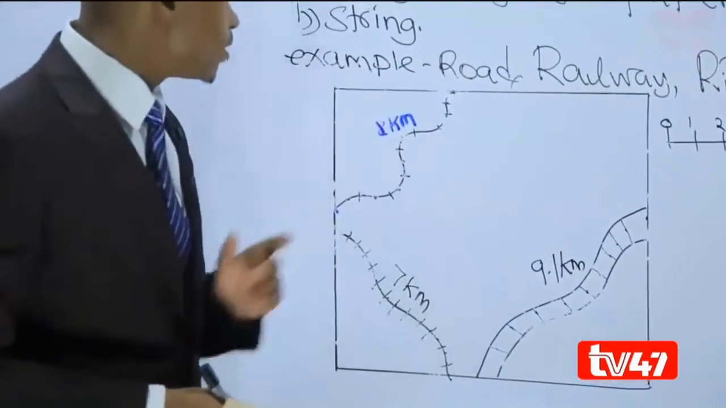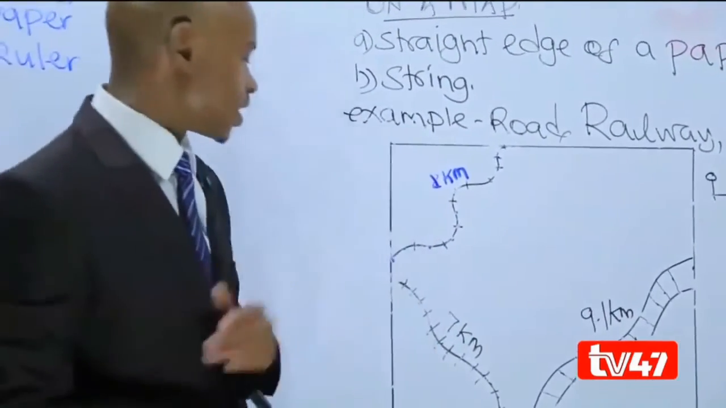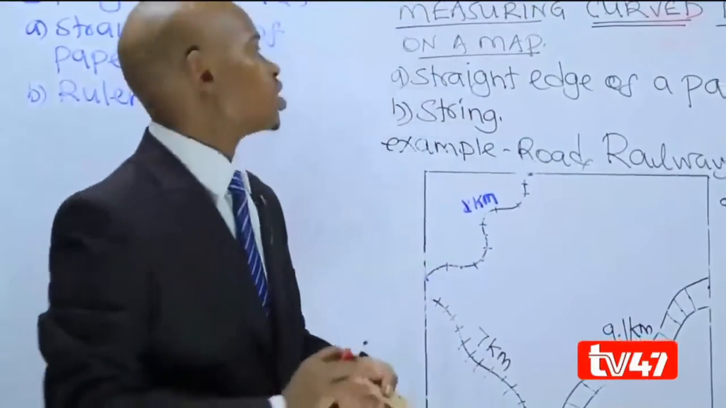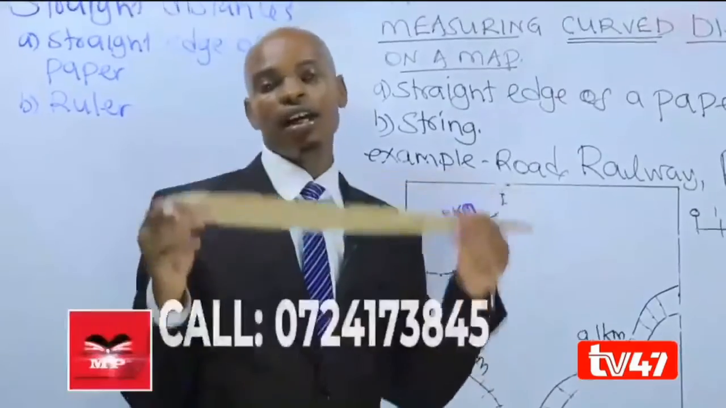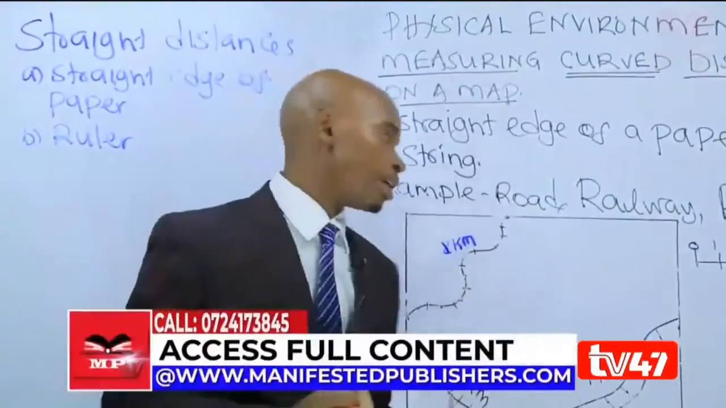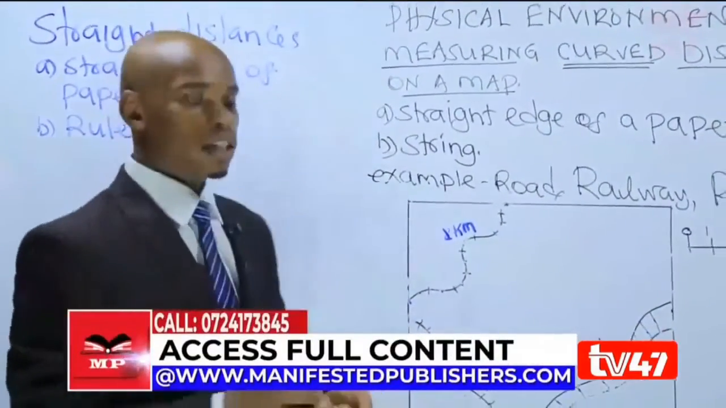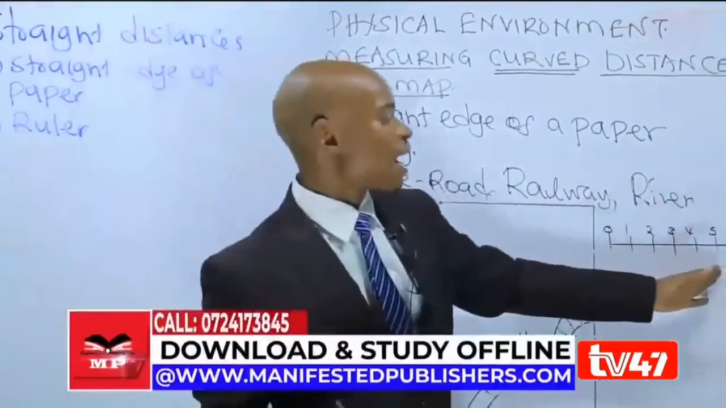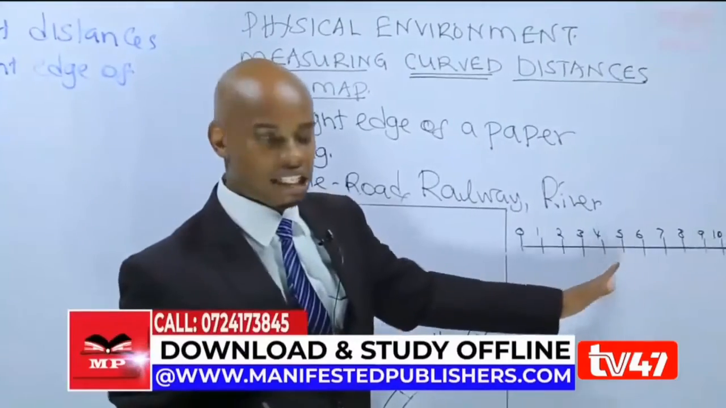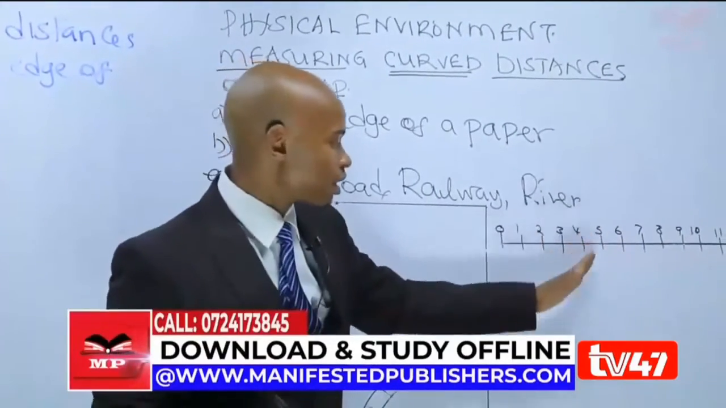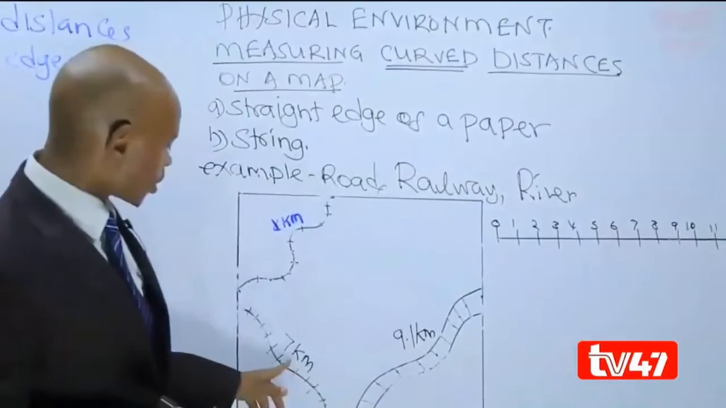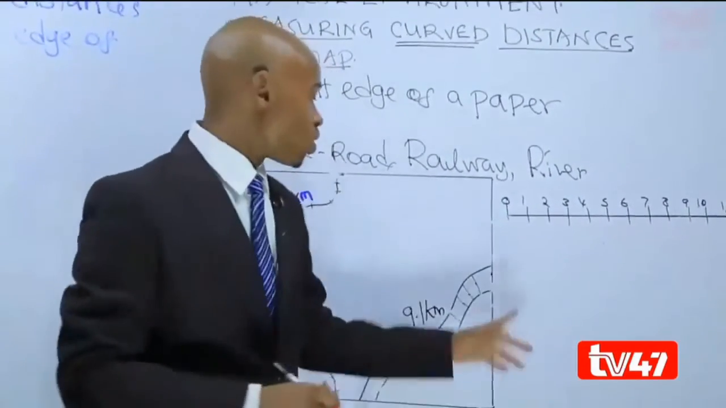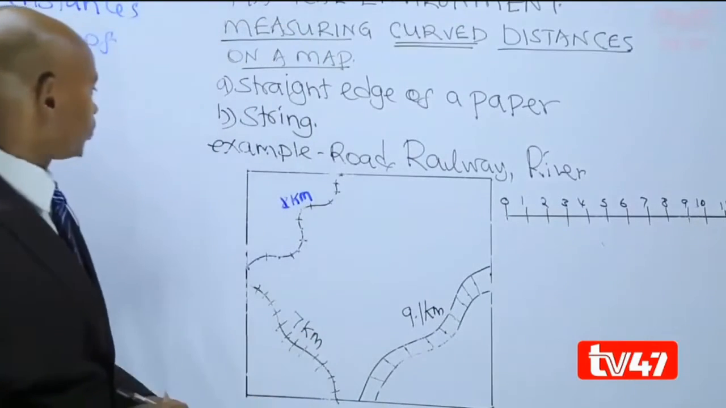And we have successfully measured a curved river, a curved railway, a curved road. Using what? Using a straight edge of a paper. Then after getting the measurement, getting the actual ground reading using a scale. So these measurements that we have written here are the actual measurements on the ground of this curved river.